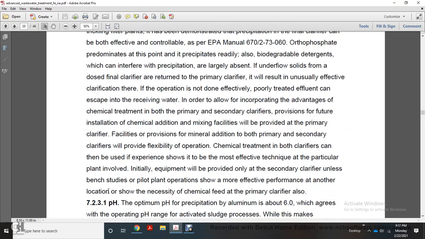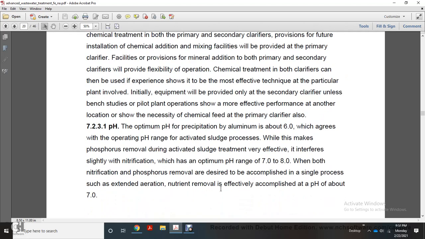Chemical treatment of both clarifiers can be used with experience, but the most effective technique depends on the particular plant involved. Initial equipment will be provided only with a secondary clarifier, unless pilot plant operation shows more effective performance at another location, or shows the necessity of chemical feed at the primary clarifier as well.